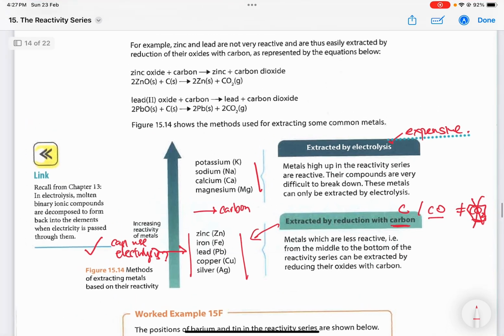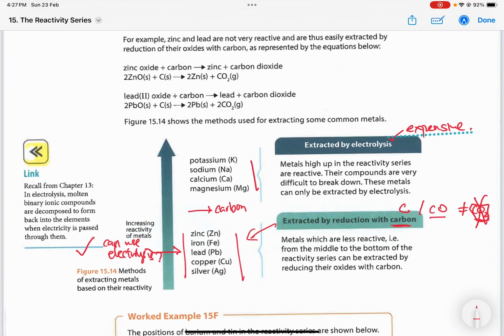Okay, so some of the reactions here, as you can see at the top. Zinc oxide, you add carbon, you get zinc and carbon dioxide. Lead(II) oxide, you add carbon, you get lead plus carbon dioxide. So you realize this is actually a displacement reaction also. The more reactive element, which is your carbon, displaces the metal from its compound. So this is the displacement reaction. Do take note as well, displacement reactions are also redox reactions.